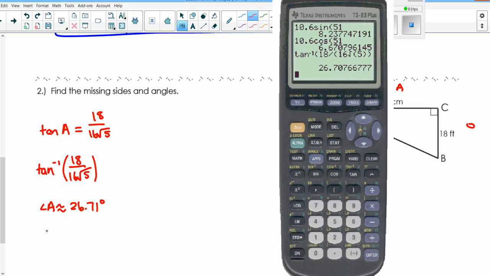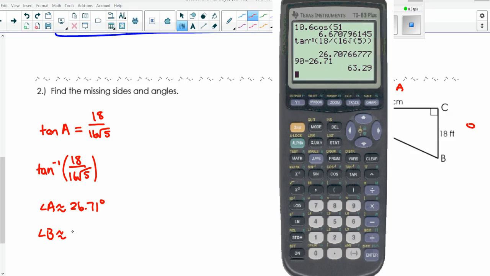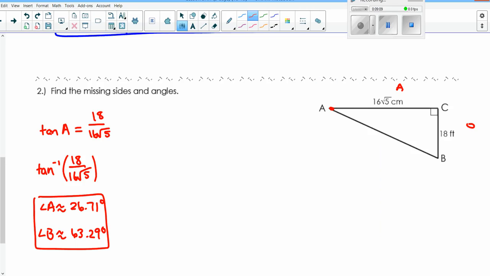And then degrees, that means that I can find angle B. So 90 minus 26.71, 63.29 degrees. So those are my 2 angles. Okay, I can figure out my third side by doing Pythagorean theorem.